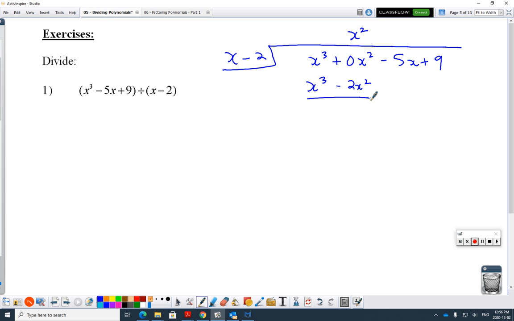Your brain's busy doing all this stuff, and then you're going to see 0 and negative 2x squared, and you're going to write down negative 2x squared. It's just screaming at you. My brain's screaming at me after 30 years of doing these: negative 2x squared. But what operation are we doing here? So it's 0 minus negative 2x squared, so it's actually positive 2x squared.